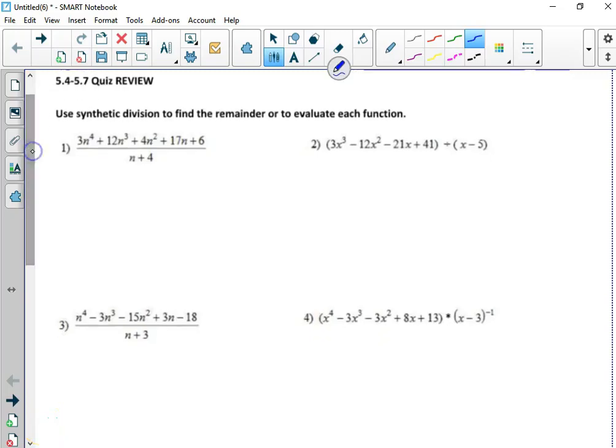Review for the final quiz. So use synthetic division. Now remember, it says you're just finding the remainder. You're evaluating. That means you stop after synthetic division.